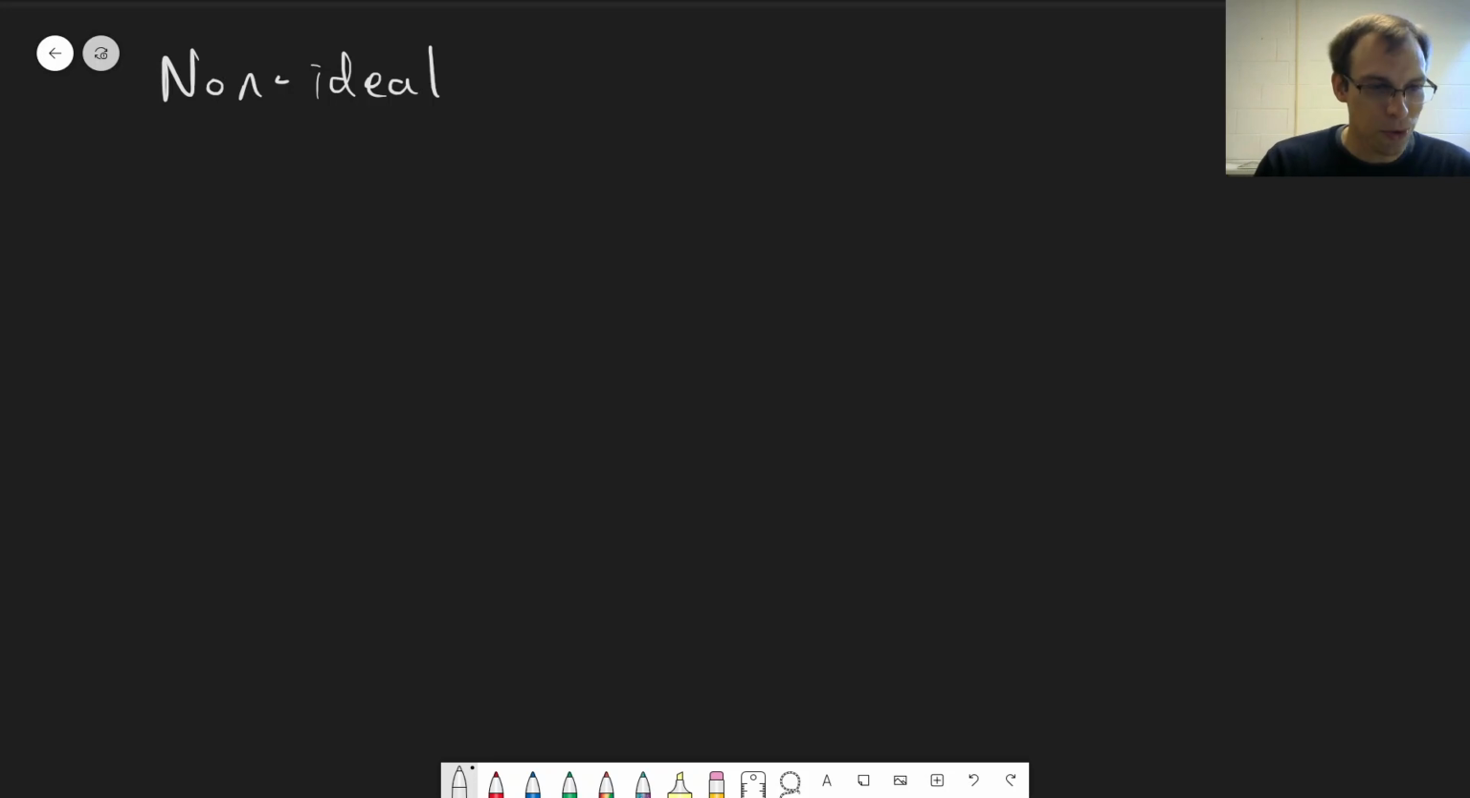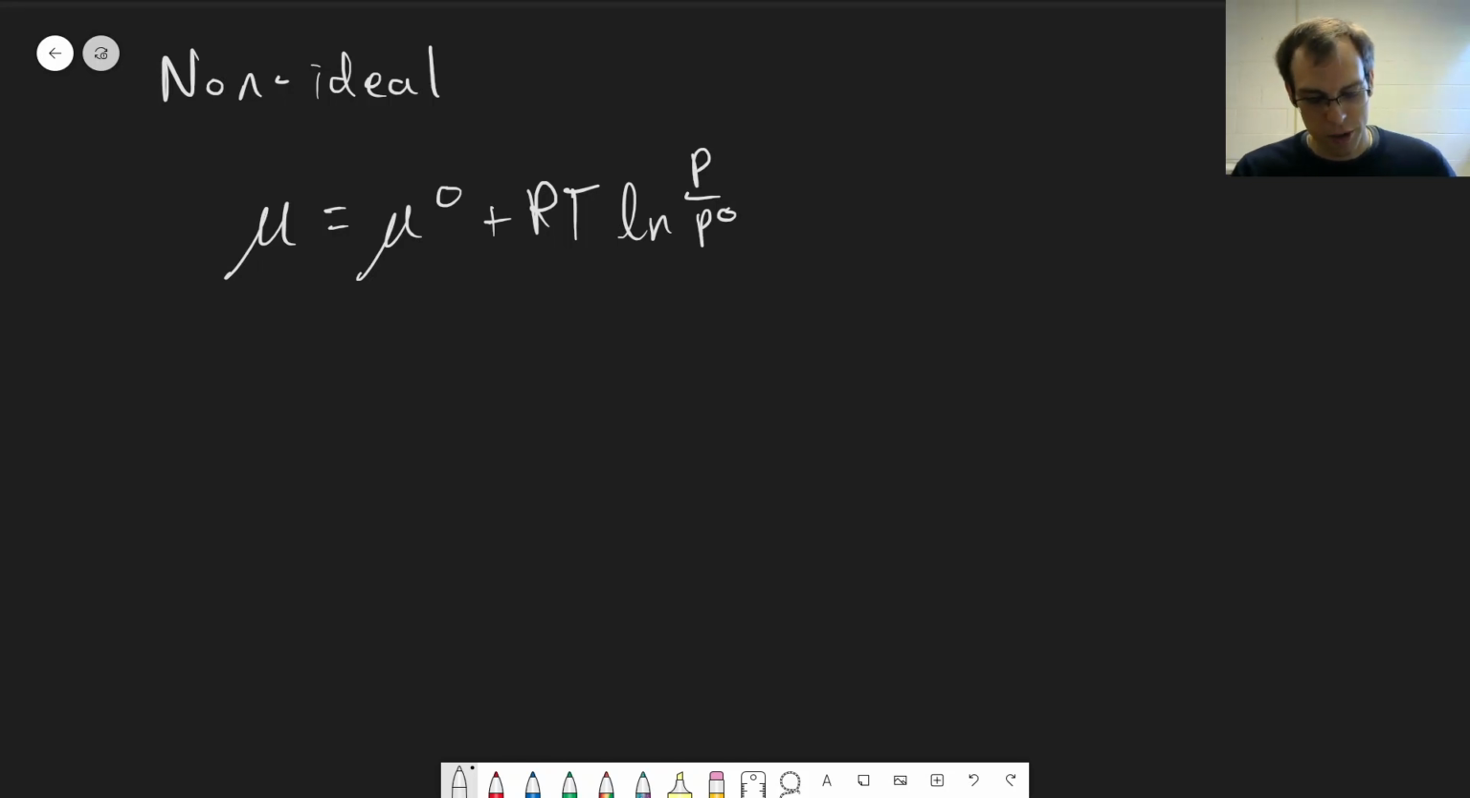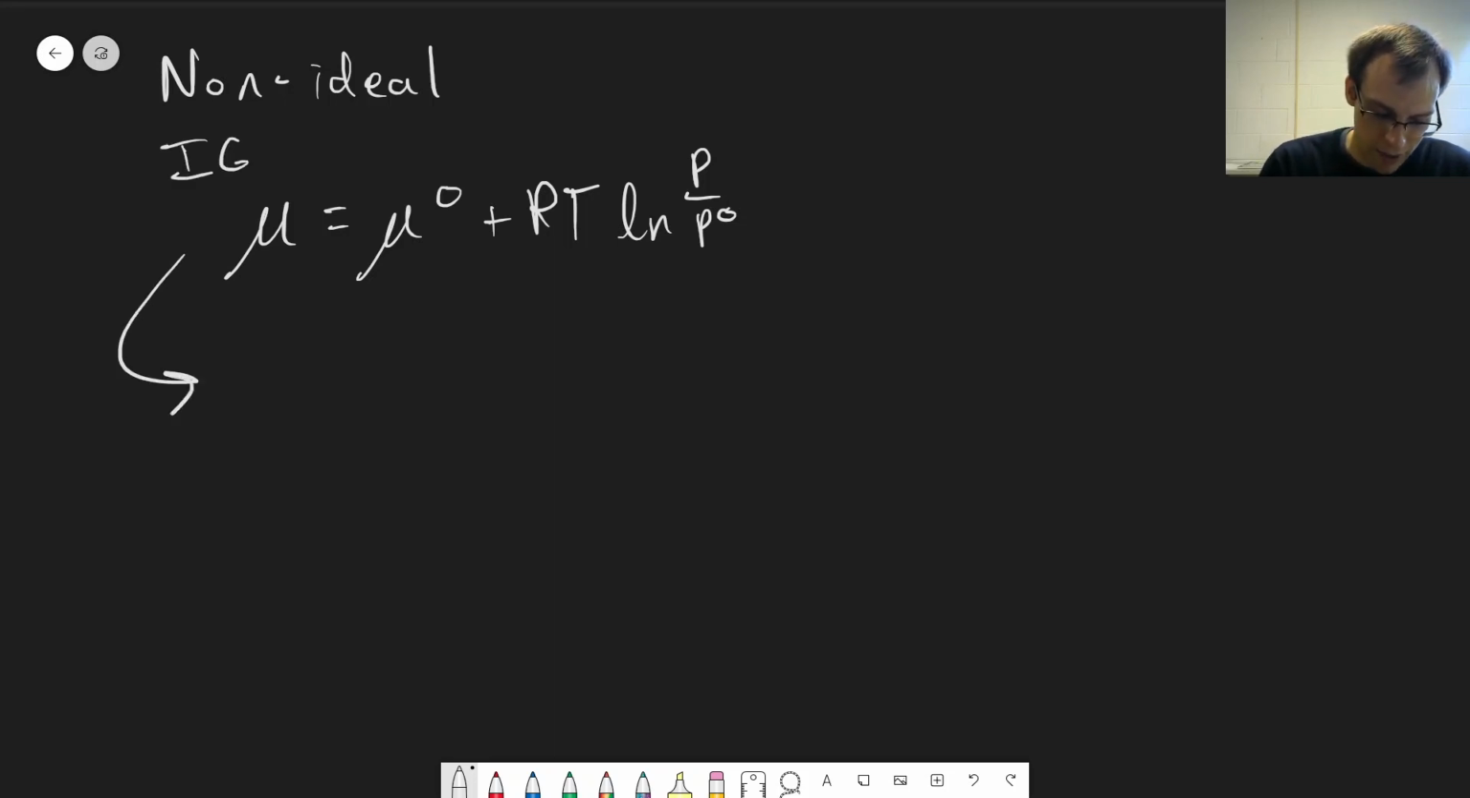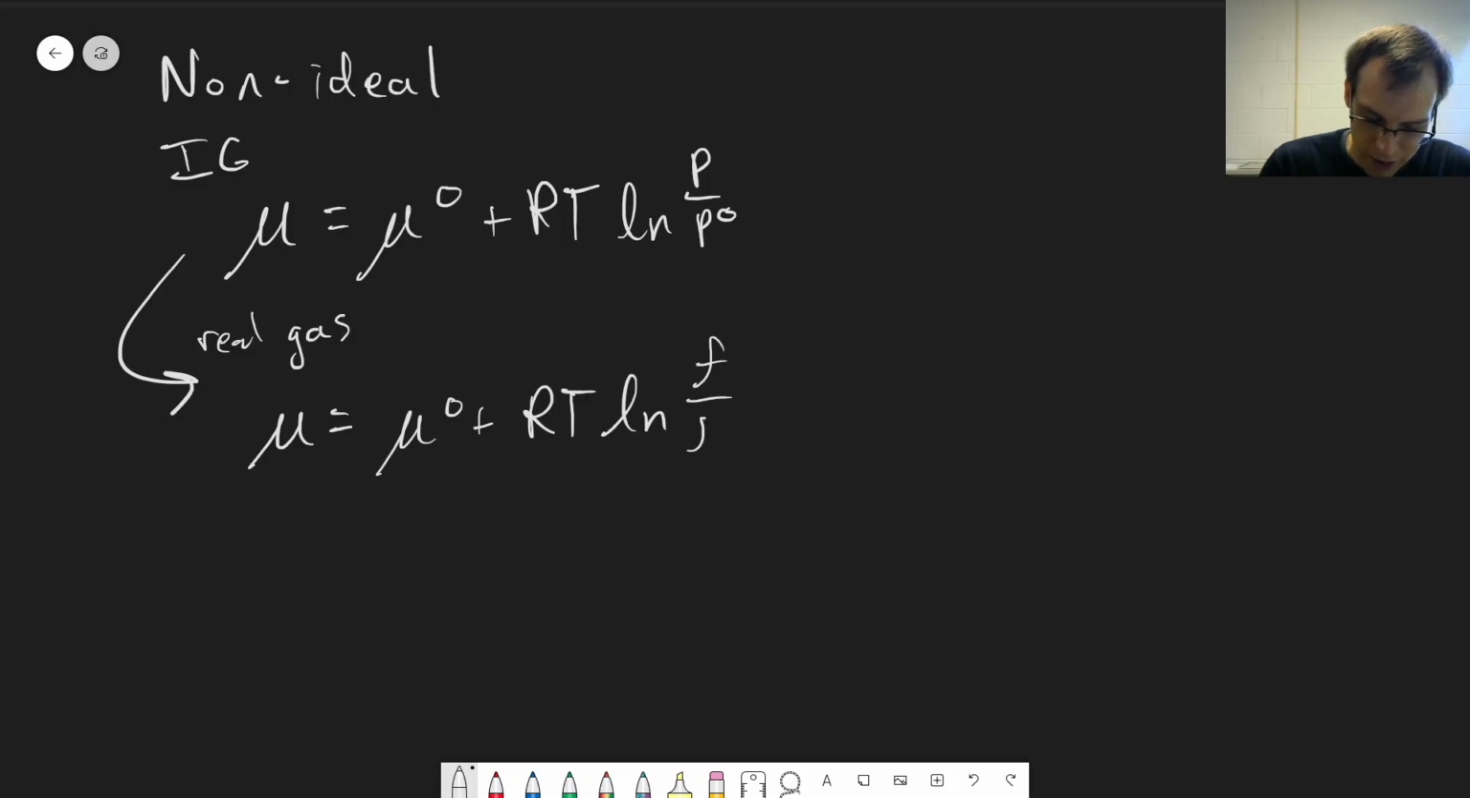And the thing to remember here is that in our derivation of the equilibrium constant, we used this expression for the chemical potential for a gas, that we have mu equals mu naught plus RT log P over P naught. Now, if we want to deal with non-ideal systems, we switch this for the non-ideal version of this equation, right? This is for the ideal gas. For a real gas, the simple thing that we do is we substitute fugacities, partial fugacities, instead of partial pressures.